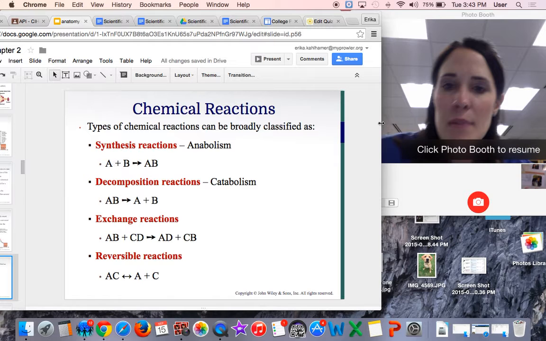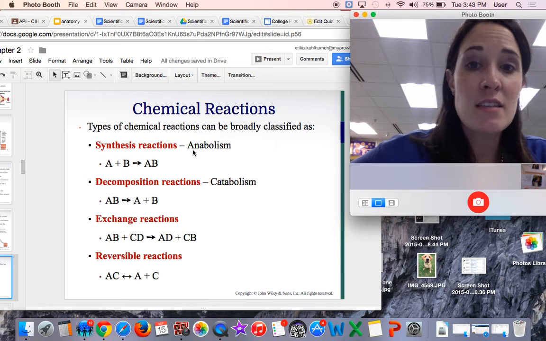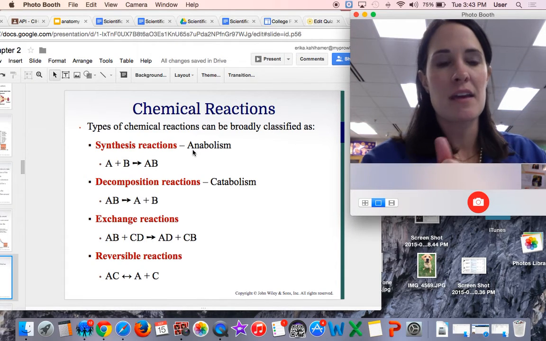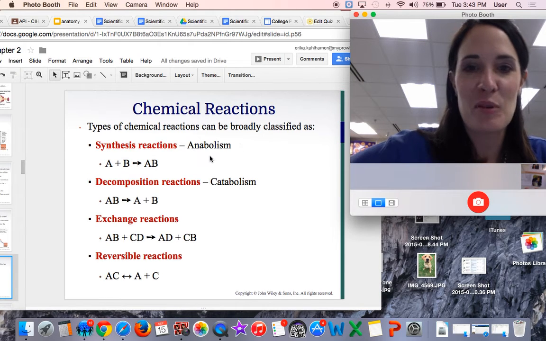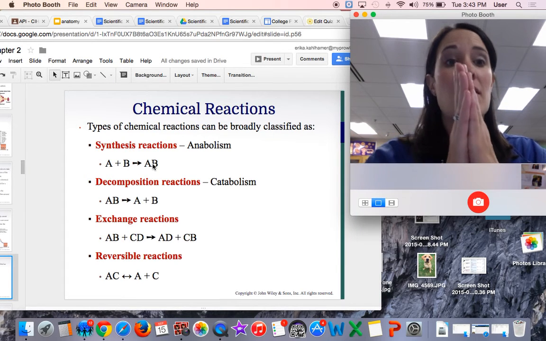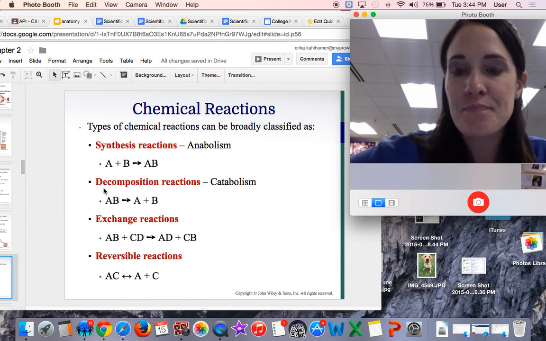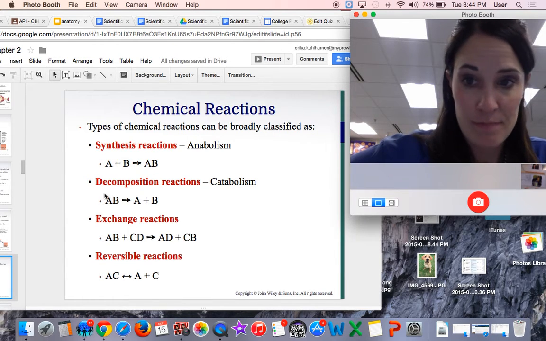Here are just some different examples schematically of what chemical reactions look like. A synthesis reaction is one in which your body makes something. It synthesizes something, also called an anabolic reaction or anabolism. A plus B produces AB. That's just an easy way to remember it. Hydrogen plus hydrogen plus oxygen produces H2O.